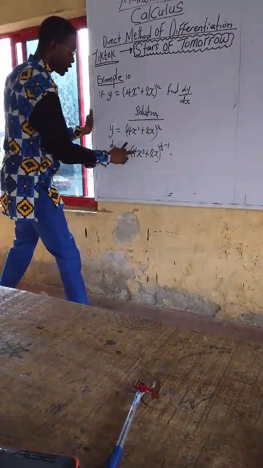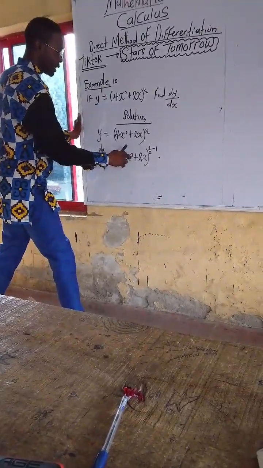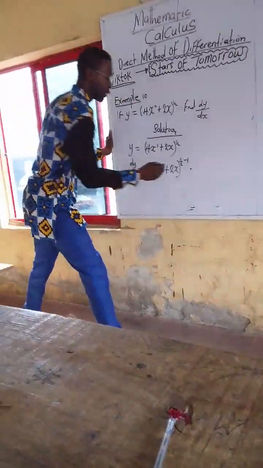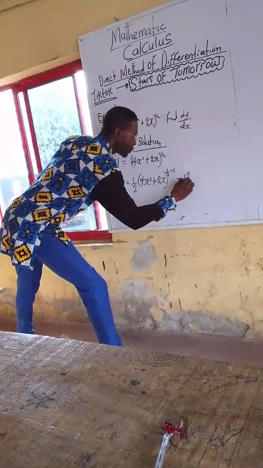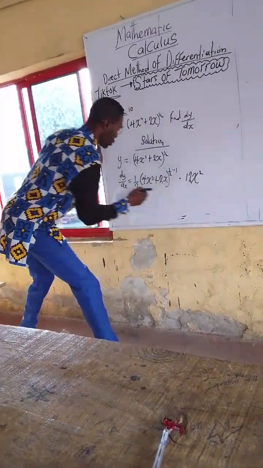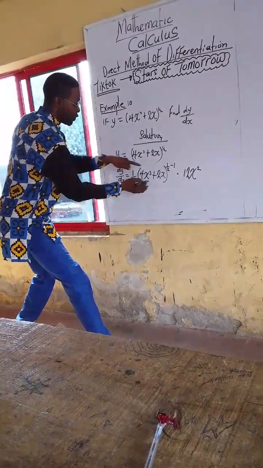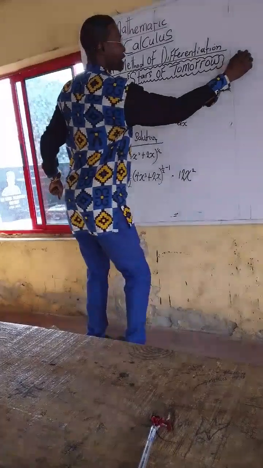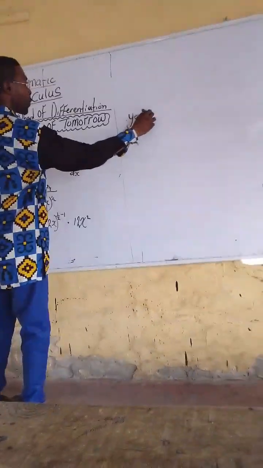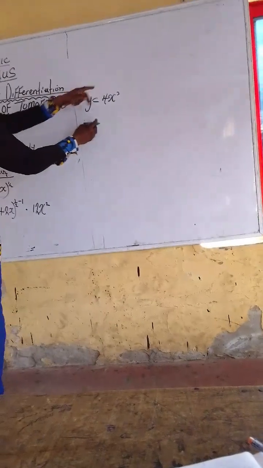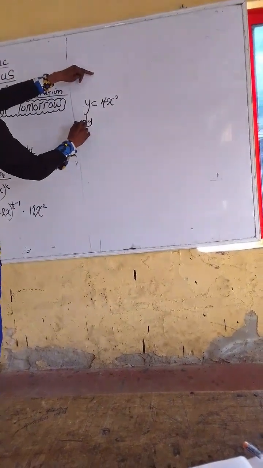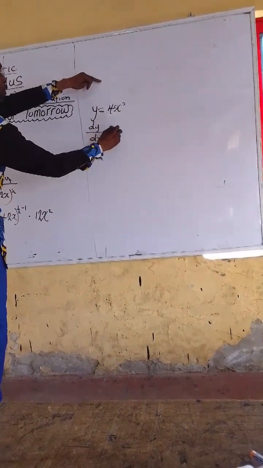When we differentiate this one, it will be 4 times 3. 4 times 3 will give us 12. So we have 12x raised to the power 2. Remember the differentiation: if they give me y is equal to 4x cubed, if you want to differentiate it, you give us dy over dx is equal to what?